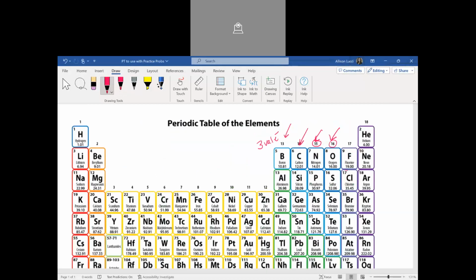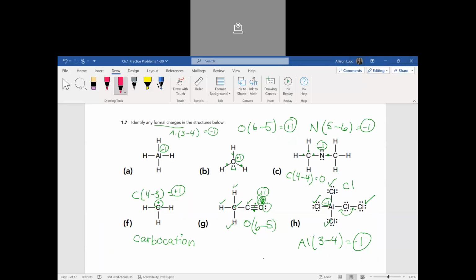We see that chlorine is in group 7, this 17 up here, so it would have 7 valence electrons. Let's subtract. How many valence electrons do we see here? Well, 2 lone pairs gives us 4, and then 5, only 6. So group 7 minus 6 valence electrons. This chlorine would have a +1 formal charge.